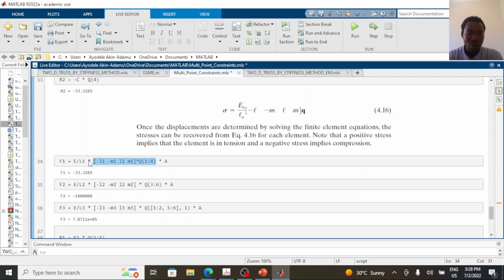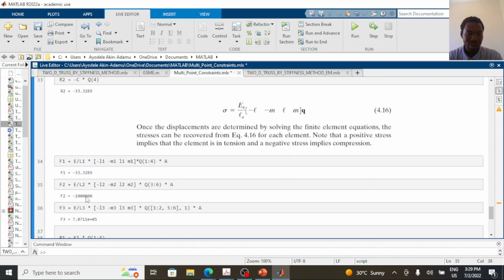So this is the stress equation, and I'm also multiplying by the area, which is already defined, 600. Multiply by the area, so I'll get F1. So if I run this code, I get the axial force in element 1. I think this element is actually supposed to be 0, but we're getting minus 33.32 newton.